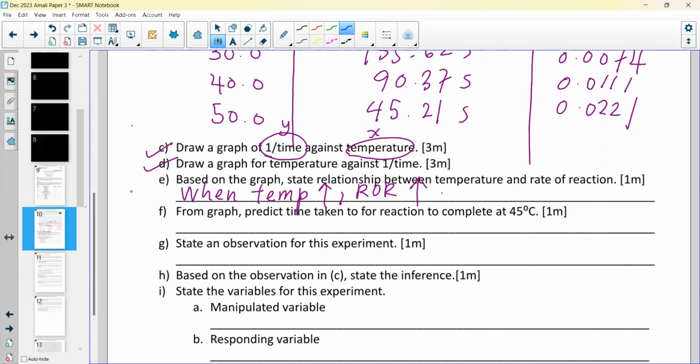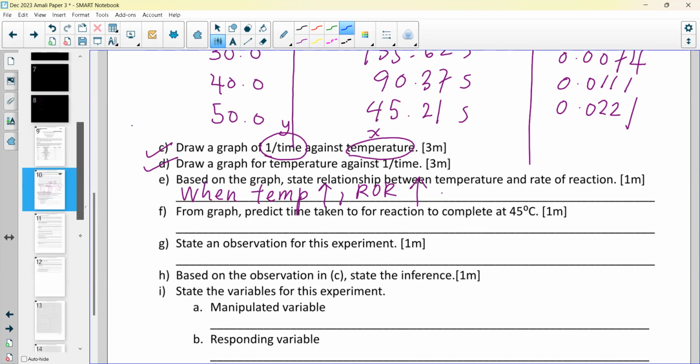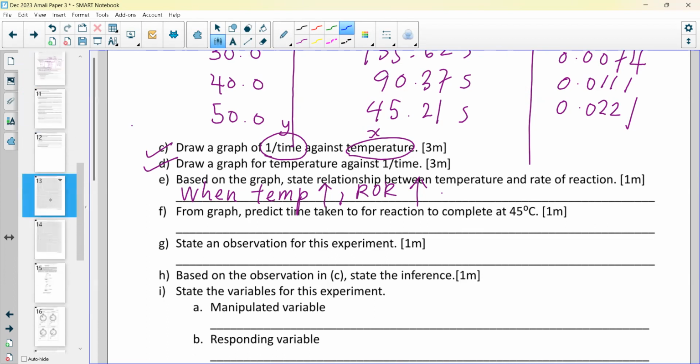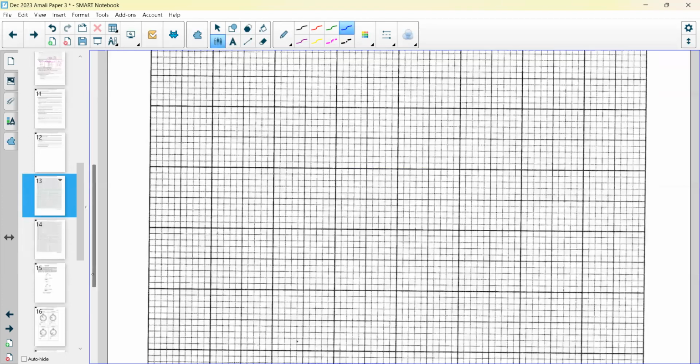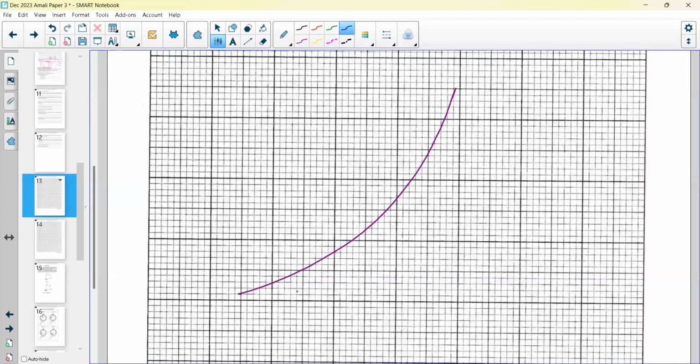Now we move on to F. Everyone have a look. From the graph, predict the time taken for the reaction to complete at 45 degrees Celsius. So most of your graphs are something like this. Correct or not? So you can use either one of the graphs, either 1 over T against temperature or temperature against 1 over T.